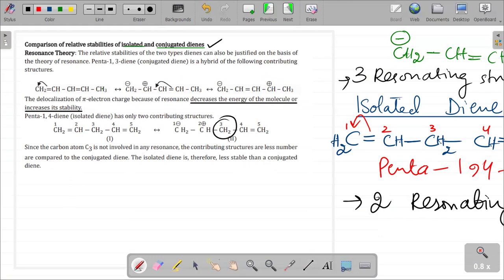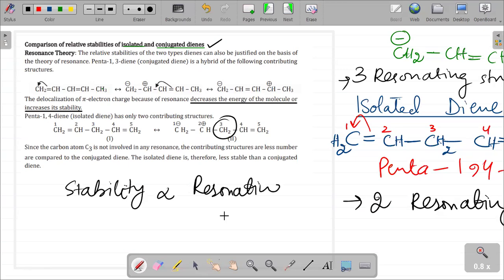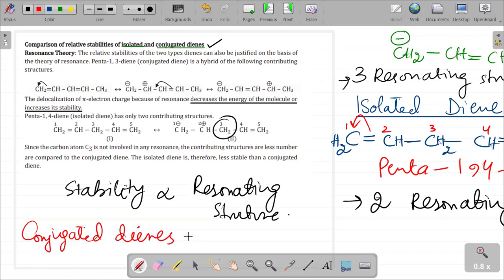We know that stability is directly related to the number of resonating structures. If any compound has more resonating structures, this means that it is more stable than the other one. So according to this one reason, the resonance theory, we say that the conjugated dienes are more stable than the isolated dienes. I write here that the conjugated dienes are more stable than the isolated dienes, right?